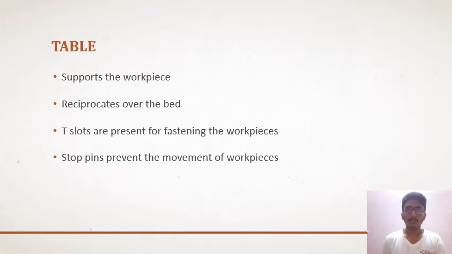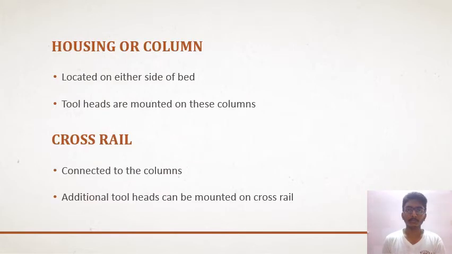Table. The table is the platform where the work will be set up for machining. The table supports and reciprocates the heavy work pieces during the cutting action. The table moves back and forth on the bed, carrying the work past the stationary tool. T-slots are provided on the entire length of the table for securely fastening the workpieces to the table. In addition to the T-slots, a row of holes are provided on the table to accept stop pins that prevent the movement of the work under the heavy cuts to the common planer.